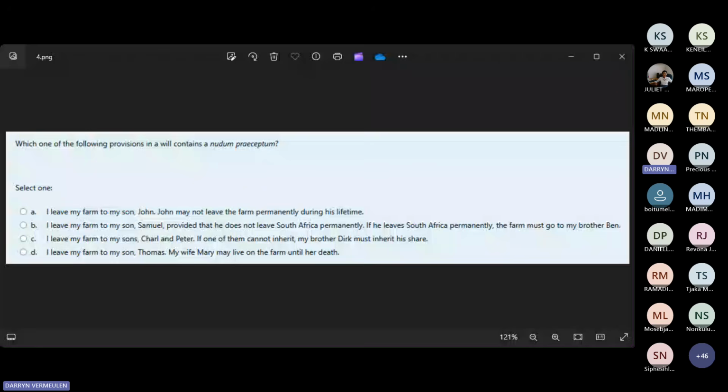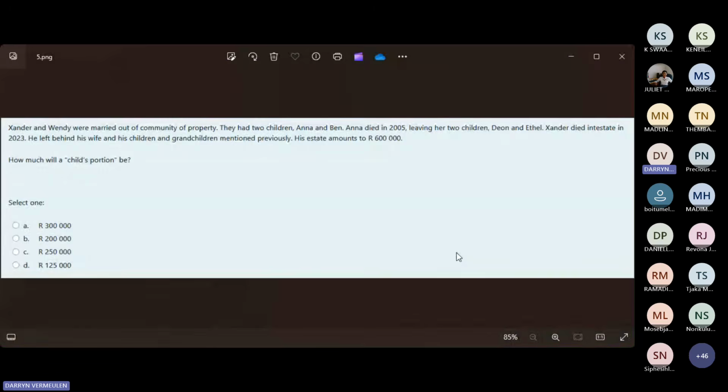The question is, Xander and Wendy were married out of community of property. Ooh, remember those things, eh? Out of community of property. They had 2 children, Anna and Ben. Anna died in 2005, leaving her 2 children, Dion and Ethel. Xander died intestate in 2023, and he left behind his wife and children and grandchildren mentioned previously. His estate amounts to 600,000 Rand. How much will a child's portion be?